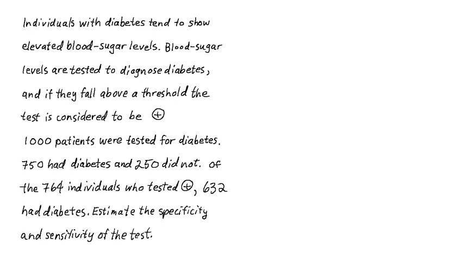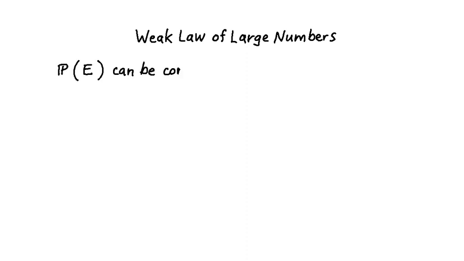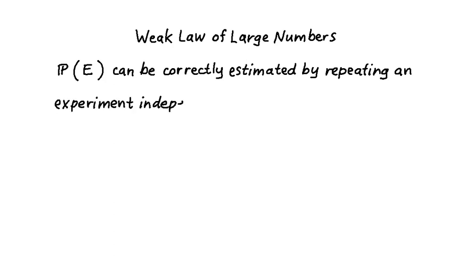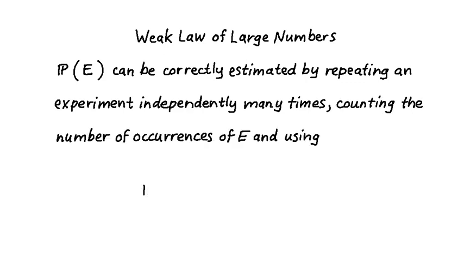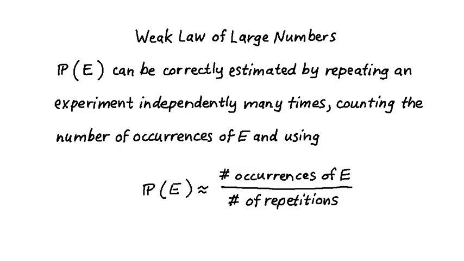Before we answer that, let's take a quick detour to think about how we can use the numbers provided, and why using them in a particular way might be reasonable. The mathematical result that's possibly most relevant to this example is called the weak law of large numbers. Loosely speaking, this law tells us that the probability of some event E can be correctly estimated by simply repeating an experiment independently a large number of times, and then approximating the probability as the number of times E was observed over the number of repetitions carried out.